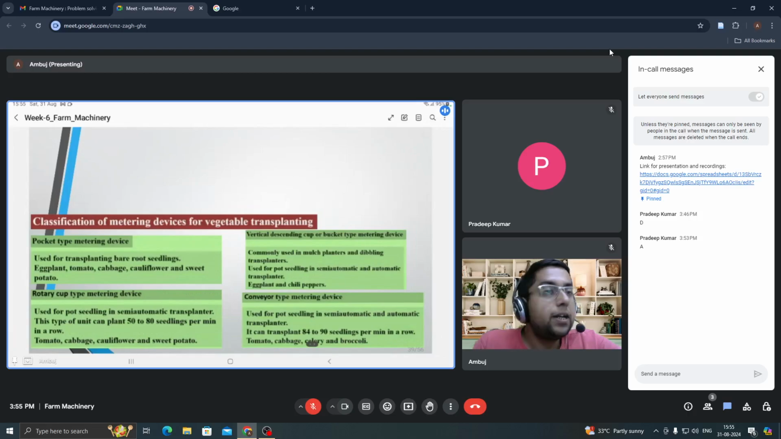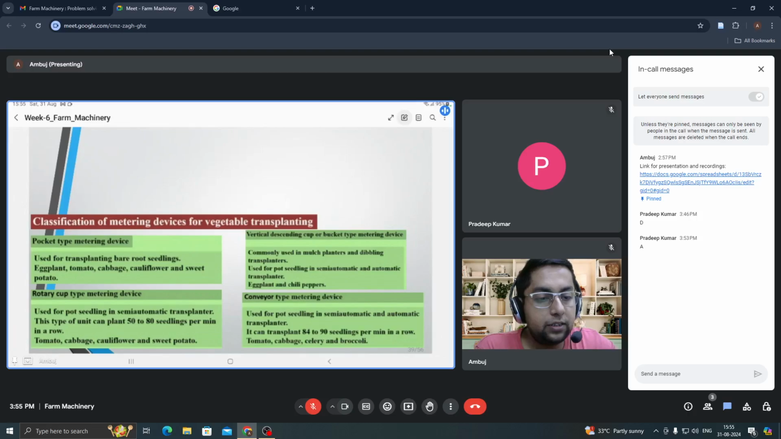Then another one was rotary cup type metering mechanism. It is used for pot seedling in semi-automatic transplanters. It can transplant up to 50 to 80 seedlings per minute in a row and is used for tomato, cabbage, cauliflower, sweet potato. Another option was conveyor type metering device. It is also used in case of semi-automatic and automatic transplantation. It can transplant 84 to 90 seedlings per minute in a row.